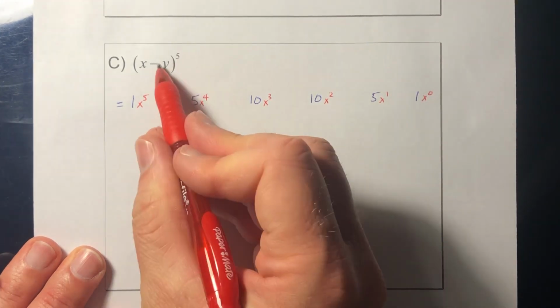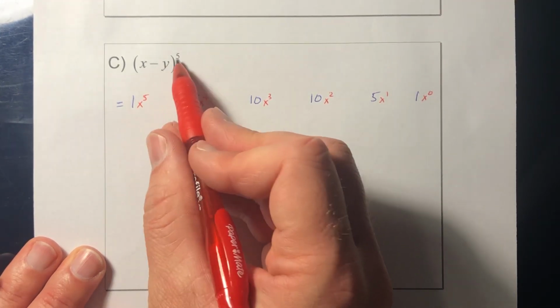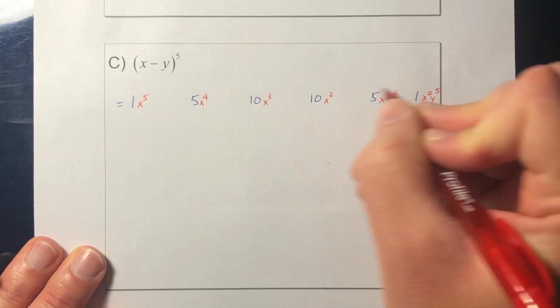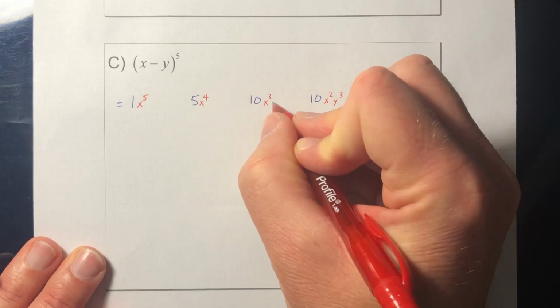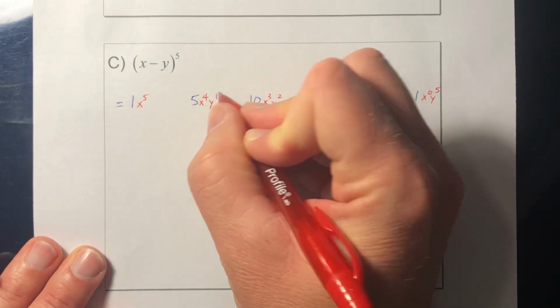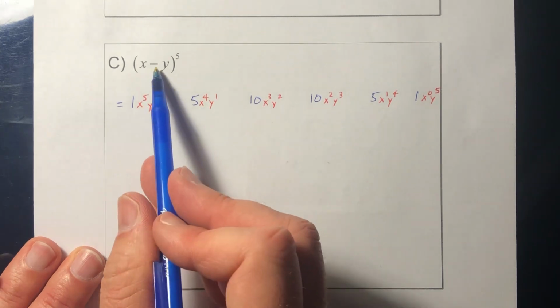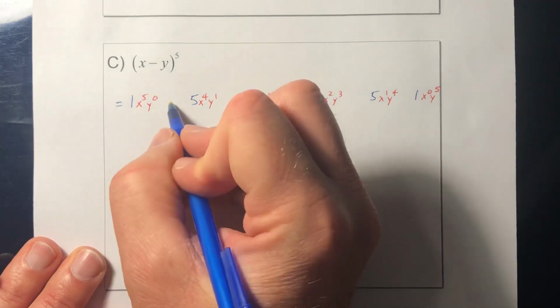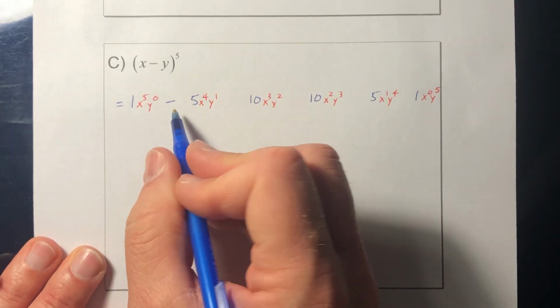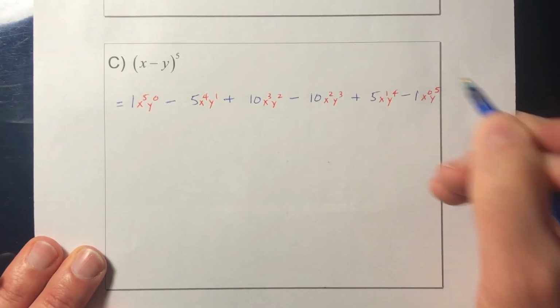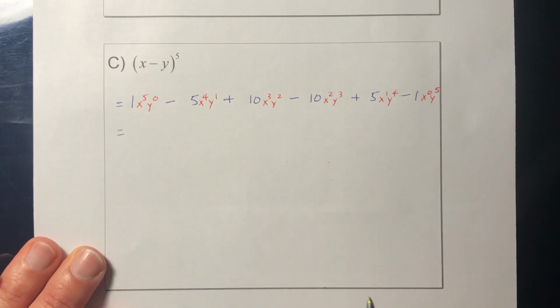Here we have y to the 5th. Again, don't worry about that minus sign just yet. So y to the 5th, we start on the right side and go backwards. Okay. Now, because that's a minus, we alternate positive, minus. So the first sign you actually write is that minus. Plus, minus, plus, minus. Okay.